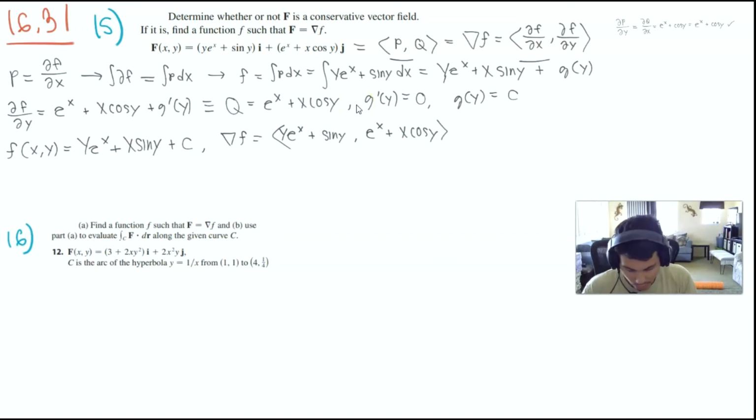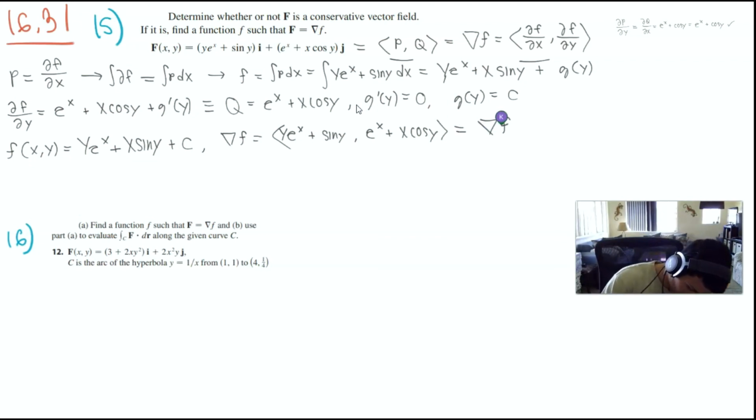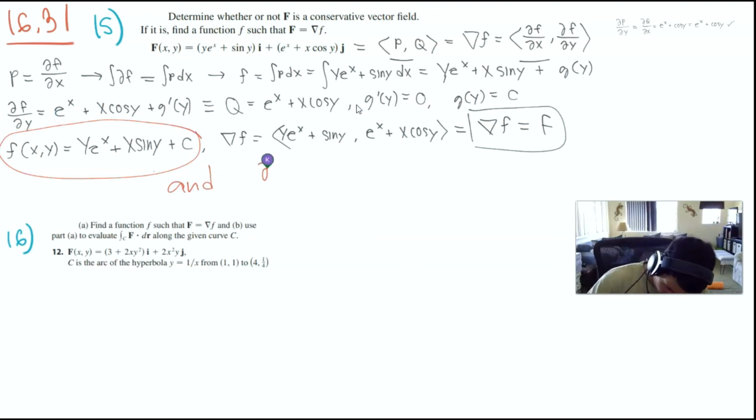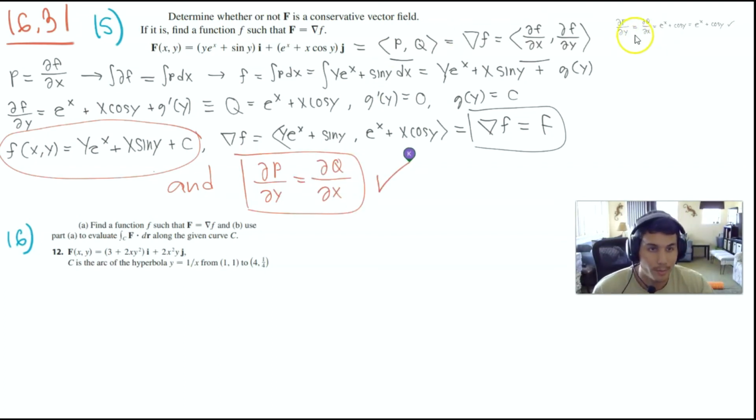So our conclusion is true, right? It is. We found a function that satisfies this. And that's our answer. The field is conservative. I'm not going to rewrite again. The field is conservative. And dp dy is equal to dq dx. We showed that up here.